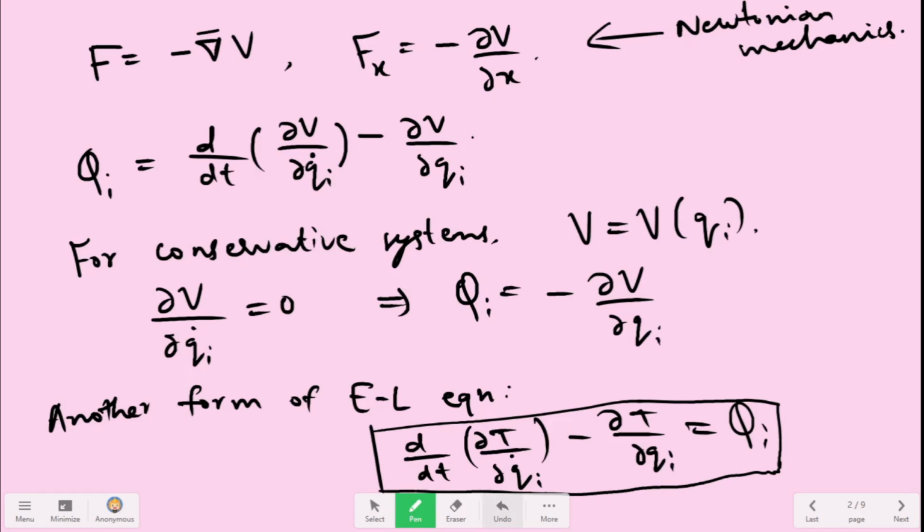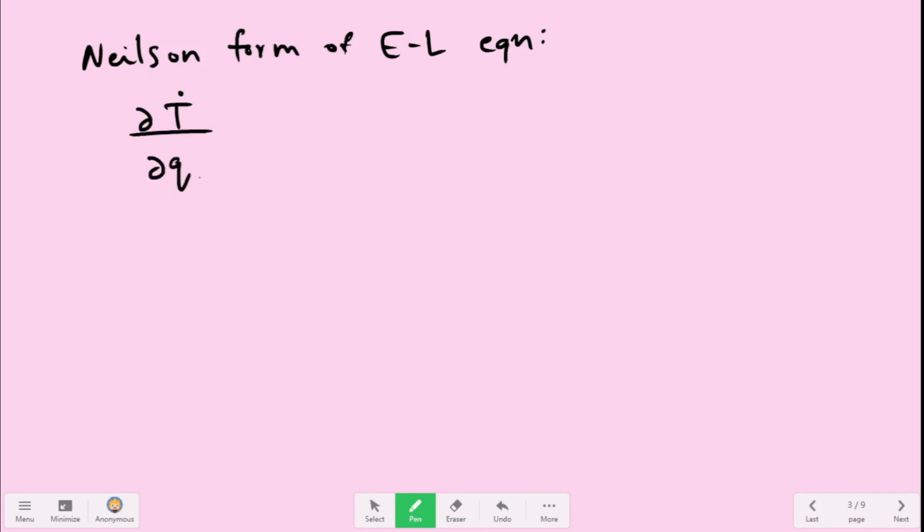Now there is one more form in which you can write the Euler-Lagrange equation, which is called the Nielsen form of the Euler-Lagrange equation. The derivation is not important, so I am skipping that, but you have to remember this: ∂T dot/∂q_j dot minus 2 into ∂T/∂q_j is equal to Q_j.